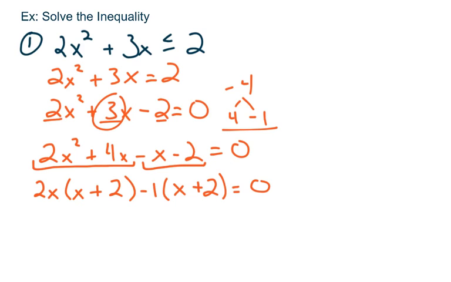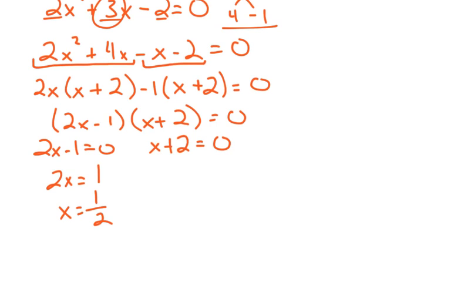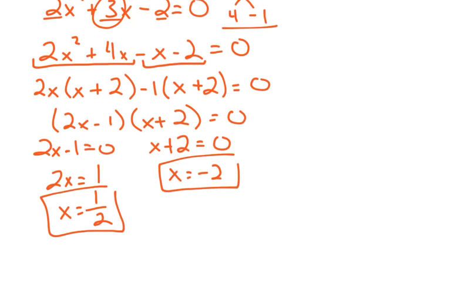Step number 5, write the product. So we'll have 2x minus 1 times x plus 2 is equal to 0. Then we can set them equal to 0 and solve. So 2x minus 1 equals 0, and x plus 2 equals 0. Solve them both. For the first one, we add 1, so 2x is equal to 1, then divide by 2. x is equal to 1/2. We'll keep that in mind. For the second one, we just subtract 2. x is equal to negative 2, and we've got our two solutions.